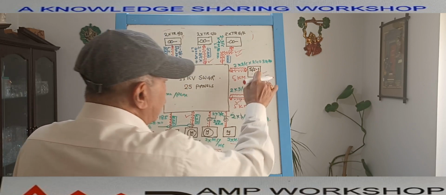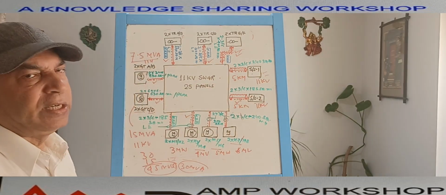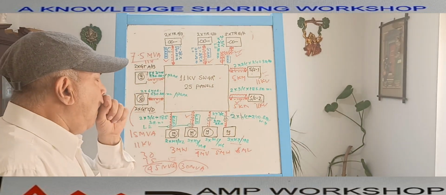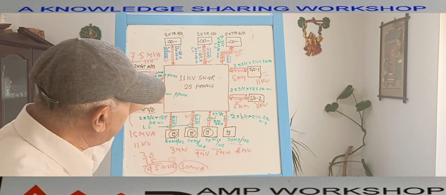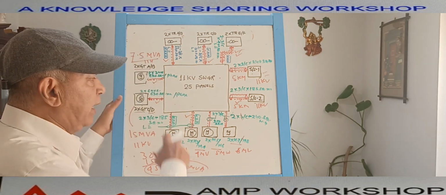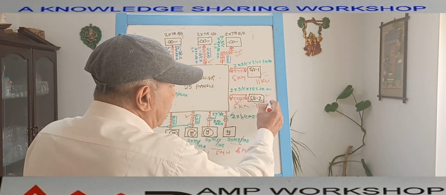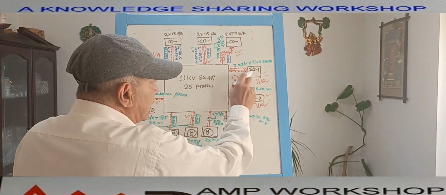5 kilometer away there are 2 substations. Those substations need the power. At the offshore platform, they don't have the generation facility, so they are receiving the power through the feeder at 11 kV. So there are 2 offshore platforms which are receiving power through the subsea cable.